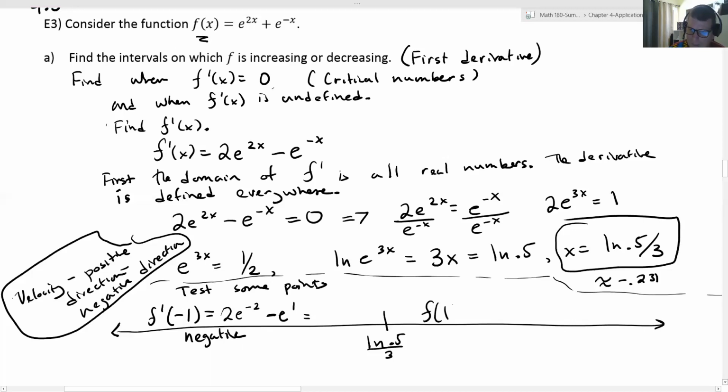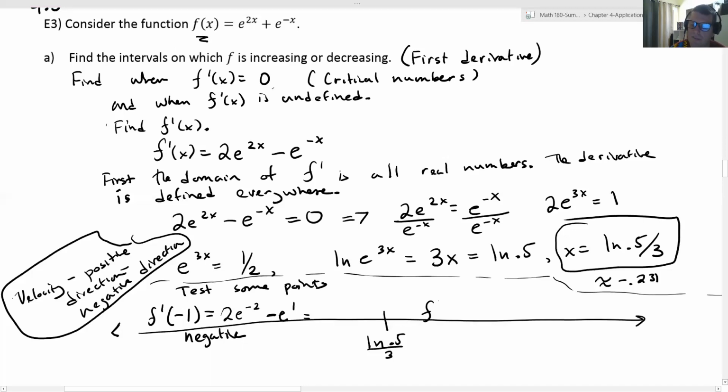Then I'll take Mina's f of 1, or actually, I used f of 0. So f of 0 ends up equaling 1. So it's 2 minus 1, which equals 1. So it's positive on this side. That means that from 0 to natural log of 0.5 over 3, we are decreasing, and we are increasing over here.